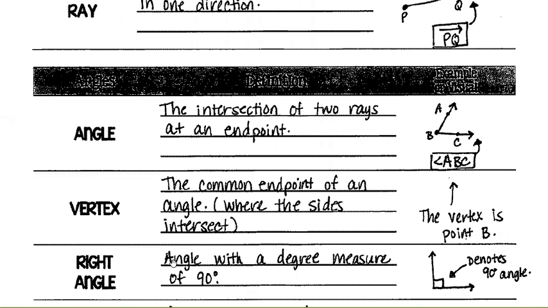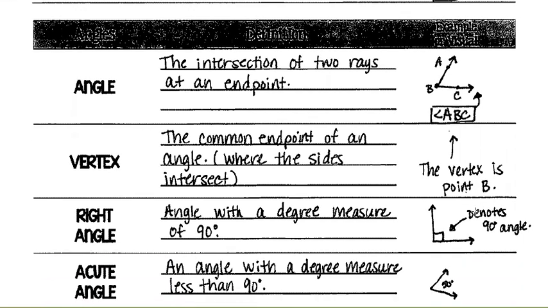Now here, a right angle is an angle with a degree measure of 90 degrees. So this denotes 90 degrees. This little square or box, however you want to call it, means that these two lines are at 90 degrees. That is the symbol for a right angle. Acute angle, an angle with a degree measure less than 90 degrees. So if I were to grab this and move it a little bit over here, that will be an acute angle.